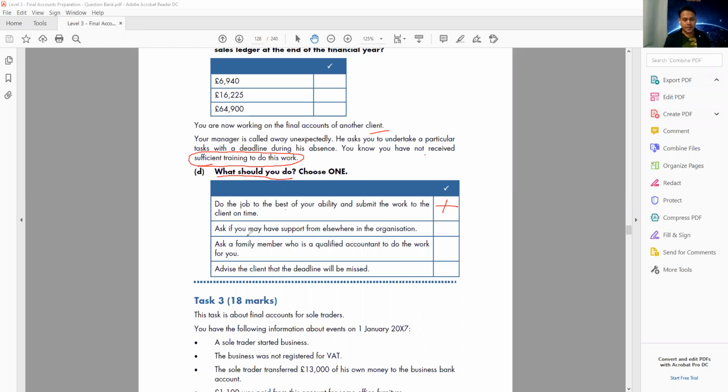Ask if you may have support from elsewhere in the organization. Maybe I can find another manager or supervisor and say, this is the task my manager gave me, can you help me? That could be the answer, yes.